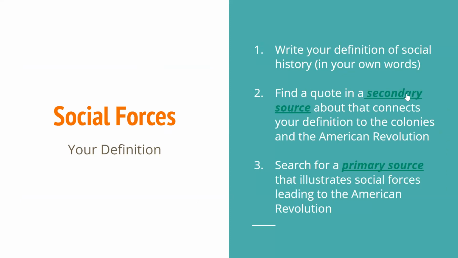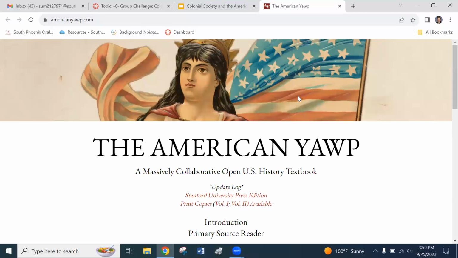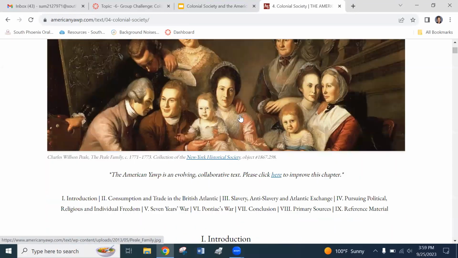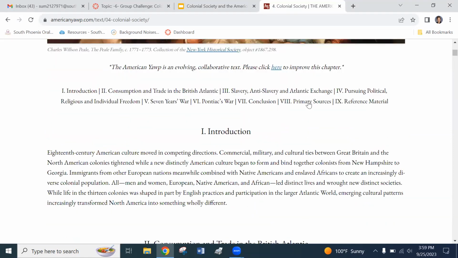Now I need to find a quote in a secondary source, something written by a historian, that connects to my definition about the colonies and the American Revolution. All right, well, what's this link take me to? Your textbook. So we are looking at colonial society and the American Revolution, aren't we? That's where we were looking. So let's click on colonial society. Now you've already done this reading because you've already turned in your vocab and you've already researched all this. So there's a lot of this that you already know, but I'm going to take a look here. Let's see. Consumption and trade in the British Atlantic, slavery, anti-slavery, pursuing political, religious, and individual freedom, 7 Years' War, Pontiac's War. I think I'm going to just start with this first section, consumption and trade.